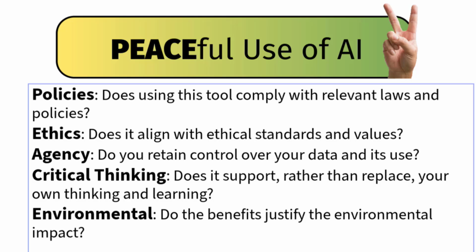And in what cases you need to disclose how you used AI. Another piece is the ethics. So we talked a little bit about that with the bias piece and environment, but do that company's practices align with ethical standards and values that you value and that your profession values? Agency, this one is important to librarians. Do you retain control over your data and its use?